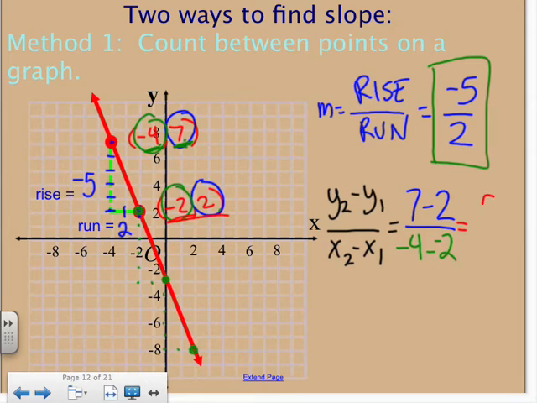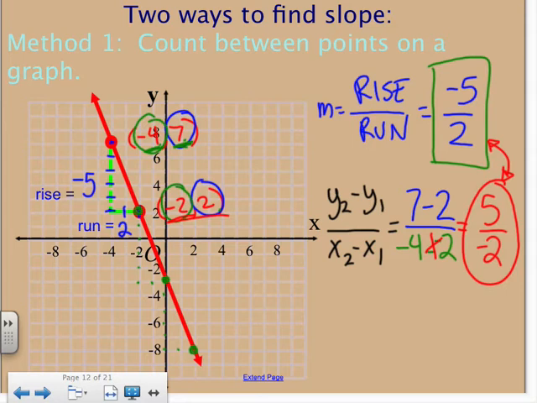All right, so I do my subtraction to get 5 over. Remember these minus and negative, it turns into a giant plus. So that ends up being a -2. So look, 5 over -2. These two are the same thing. They represent the same number. -5 over 2 or 5 over -2, same thing. So that's my slope. 2 different ways to find it.